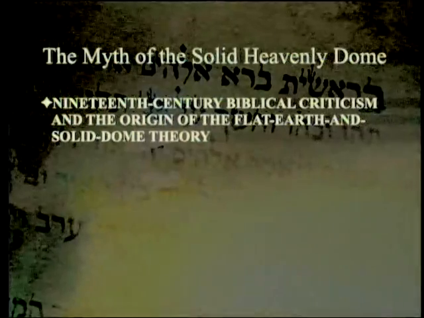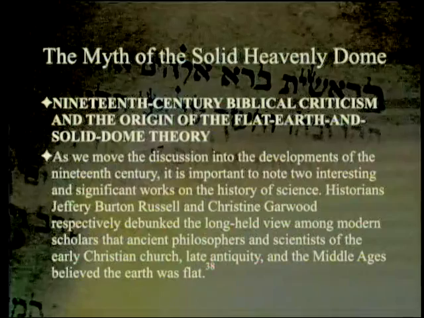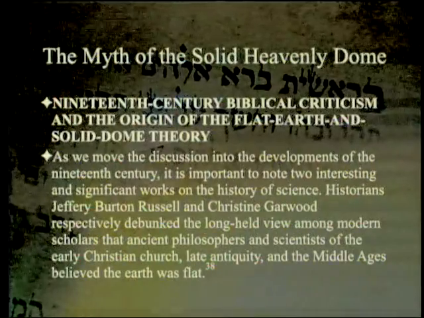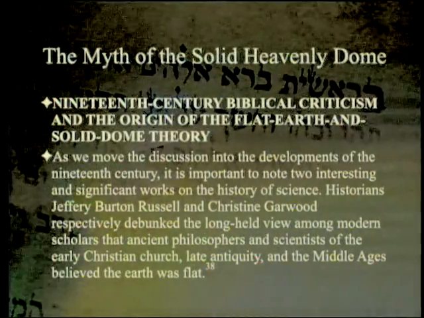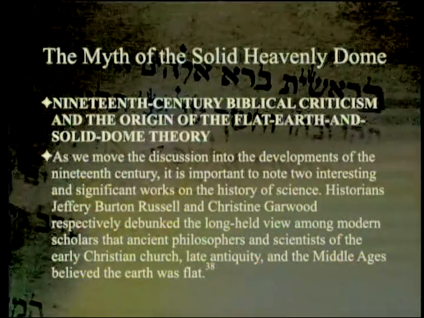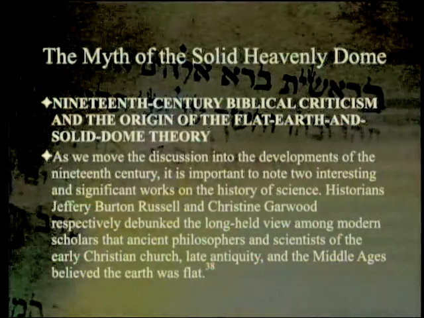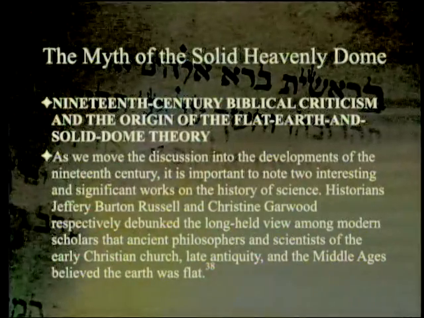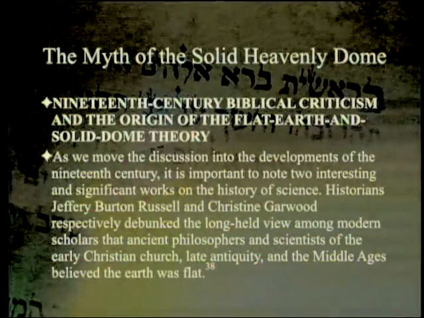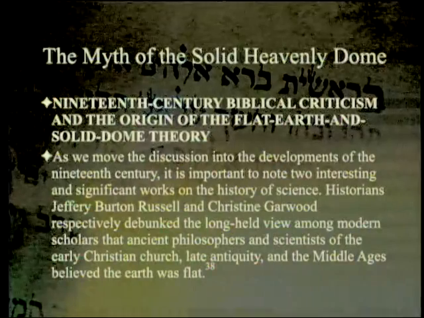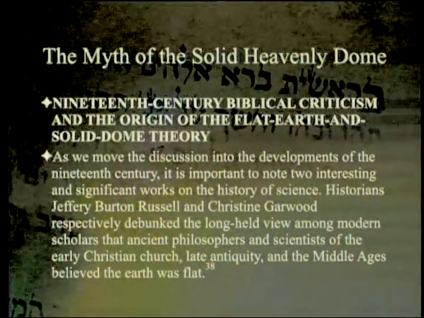The 19th century biblical criticism and the origin of the flat earth and solid dome theory. As we move the discussion into the developments of the 19th century, it is important to note two interesting and significant works on the history of science. Historians Jeffrey Burton Russell and Christine Garwood, respectively, debunked the long-held view among modern scholars that ancient philosophers and scientists of the early church, late antiquity, and the Middle Ages believed the earth was flat.